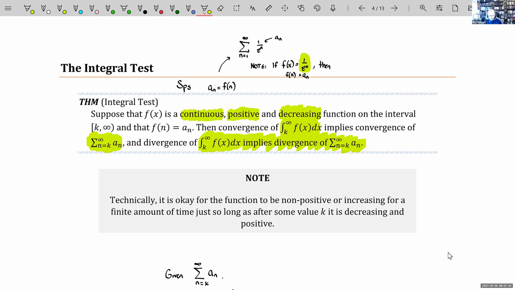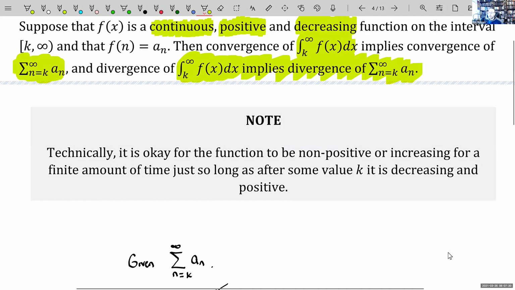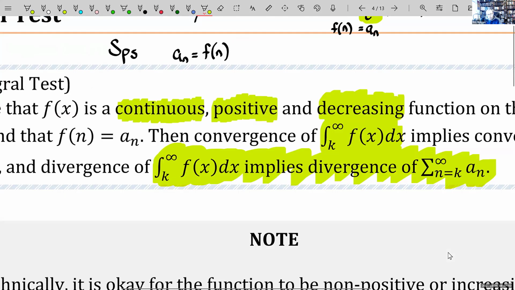And by the way, my little note here says, technically, it's okay for the function to be non-positive or increasing. So notice our three conditions here. I'll write them as 1, 2, and 3.